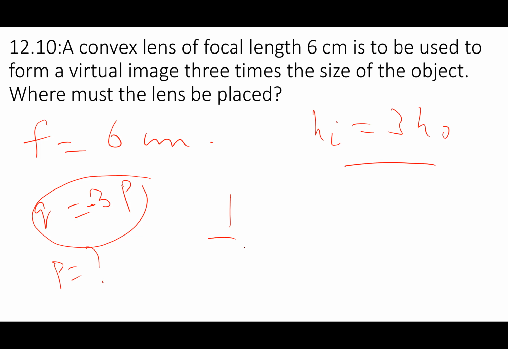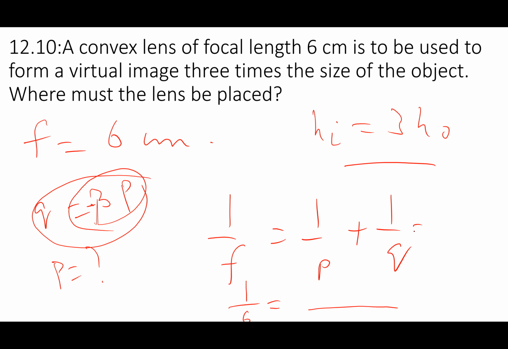Okay, so 1 by f is equal to 1 by p plus 1 by q. Now putting the values, in place of f you will write 1 by 6. Here in place of q you will write minus 3p. So 1 by p minus 1 divided by 3p. Take the LCM, simplify, you will get the answer.